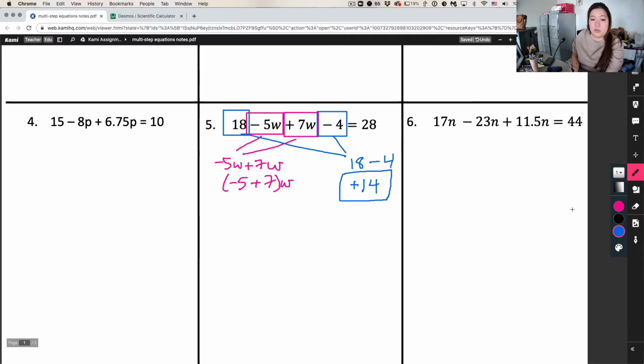So dealing with this block over here on the left, we have negative 5 plus 7 gives us a positive 2w. Okay? So now, in order to get our equation back, we need to put these two blocks back together again. And we'll just write exactly what it says. We have 2w, and we have a positive 14, so that means plus 14, and we still have the equals 28 that we did over there.